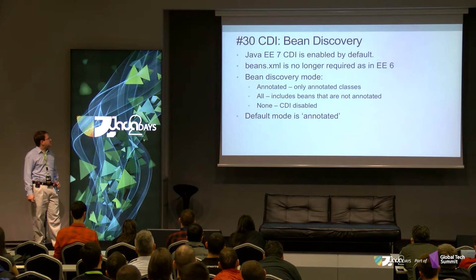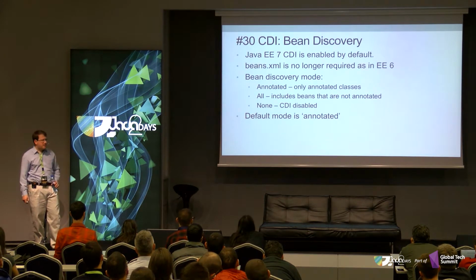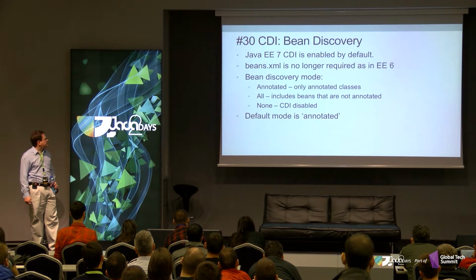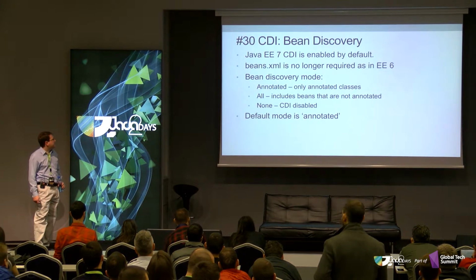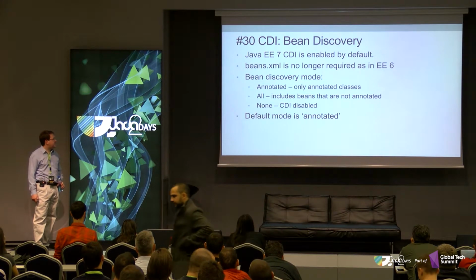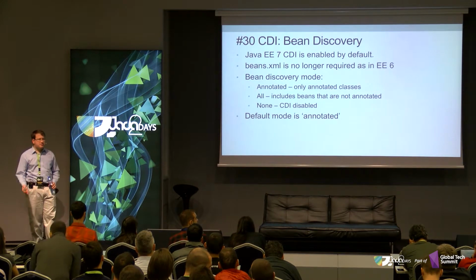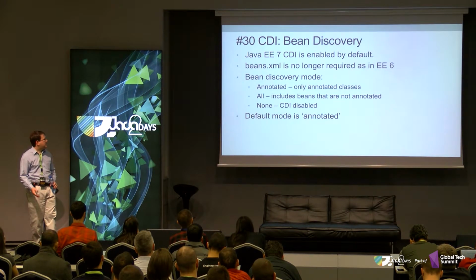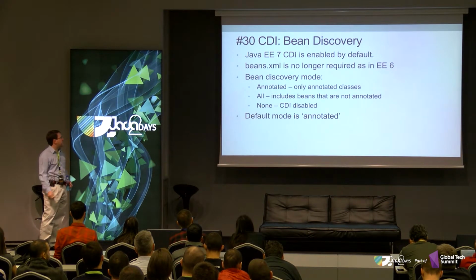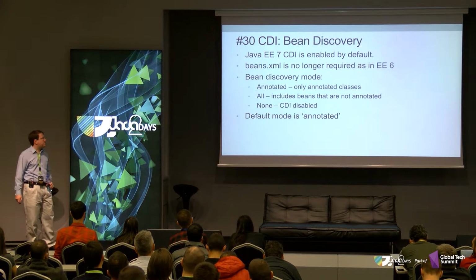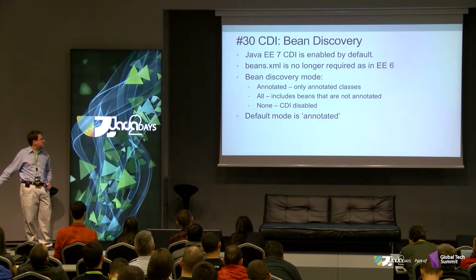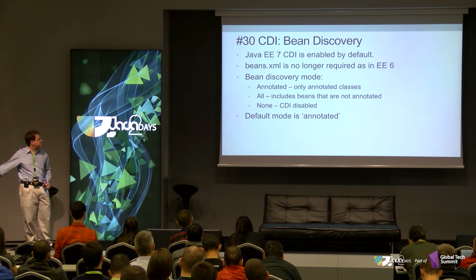The next best practice is with Java EE7, CDI is enabled by default. So the bean discovery mode, there's several different bean discovery modes: annotated, all, or none. The default is annotated, so if you're upgrading an application from EE6 to EE7, realize that it can't find your beans or is instantiating the wrong version of the bean, you want to look at what your configuration is for this, and you probably want to explicitly set this in your beans.xml file so that you know which setting that you're using.